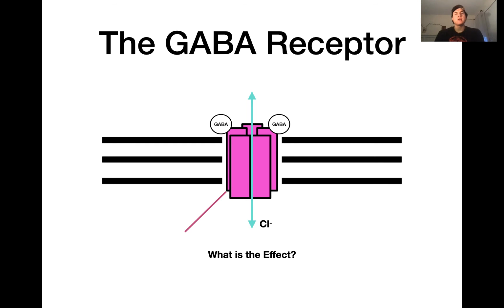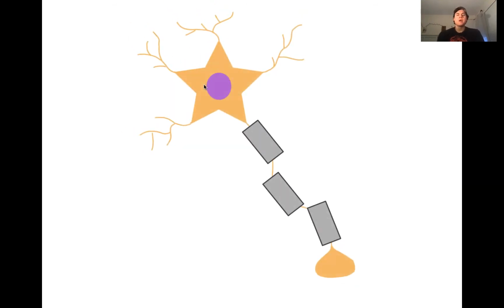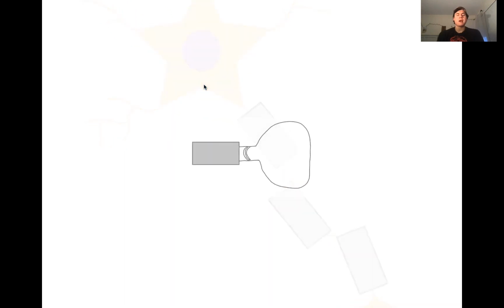10-minute physiology. In today's video, I'm going to try to explain to you how the GABA receptor works in under 10 minutes. So let's give it a go. So I would like to start off by first looking at the neuron. And what we're going to do is we're going to zoom in at the synaptic terminal.